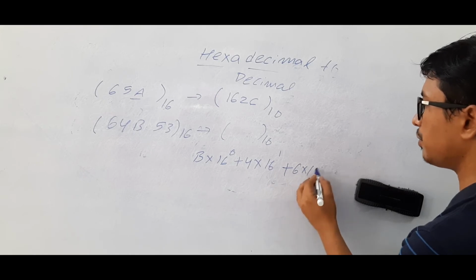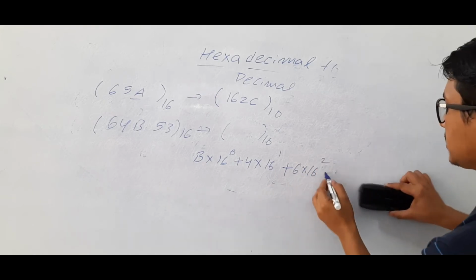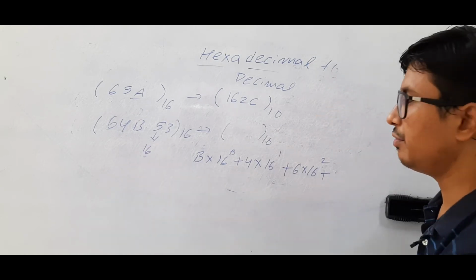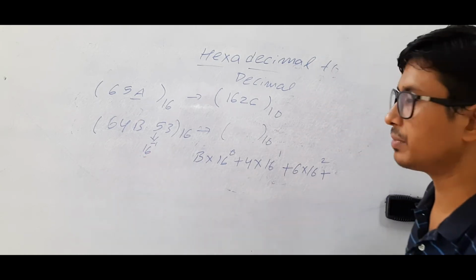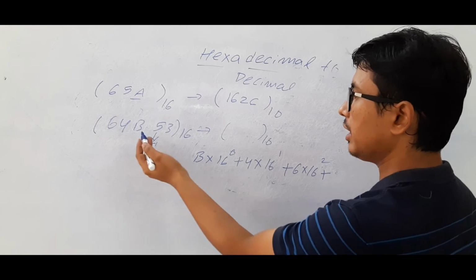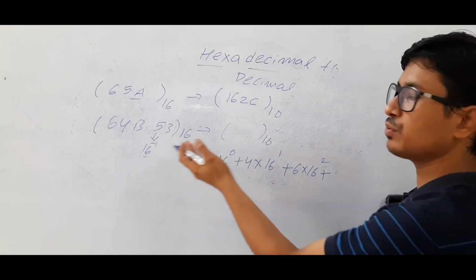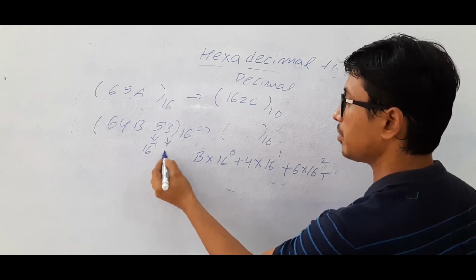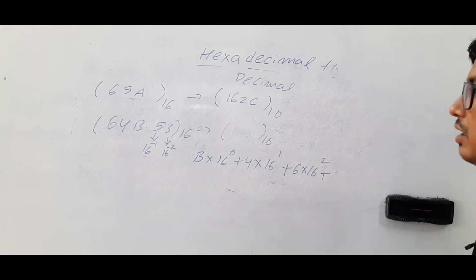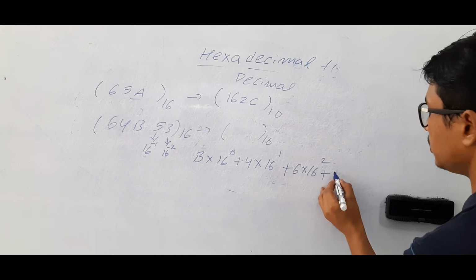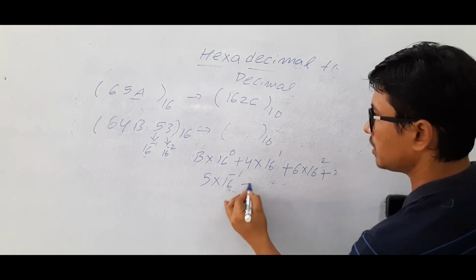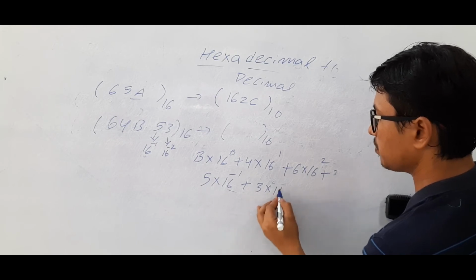into 16 power 2 plus, now what is the weight of 5? You will have the weight as 16 power minus 1, because this is 16 power 0. The numbers which are there after the point will be minus 1, minus 2, minus 3, and so on. So 16 power minus 1, 16 power minus 2 are the weights for the 5 and 3. So you get 5 into 16 power minus 1 plus 3 into 16 power minus 2.